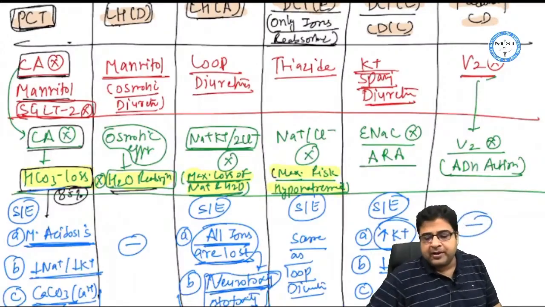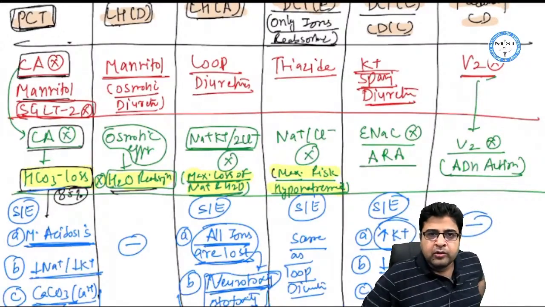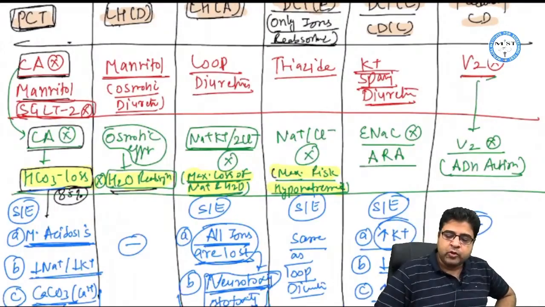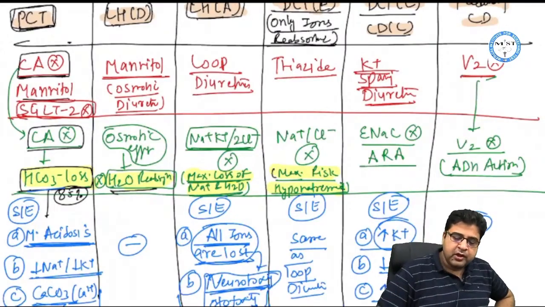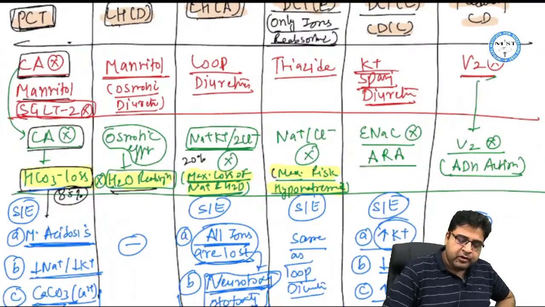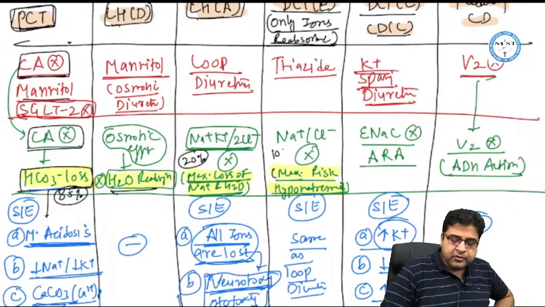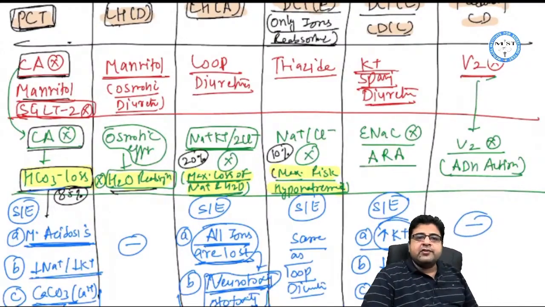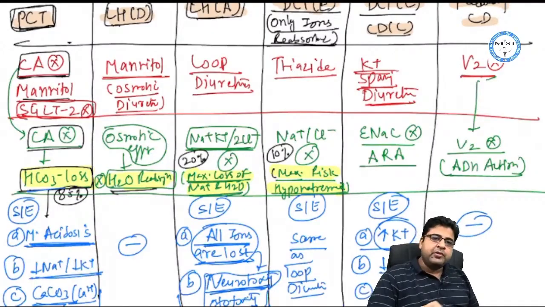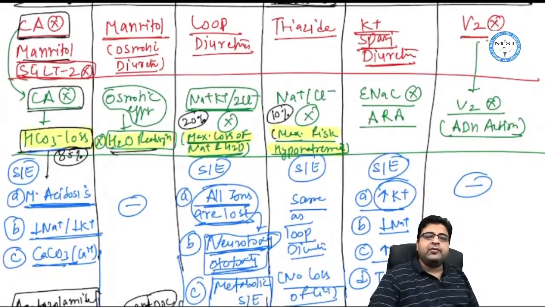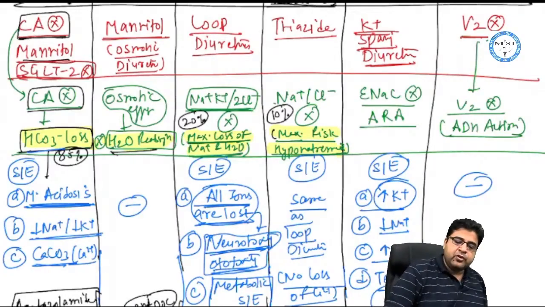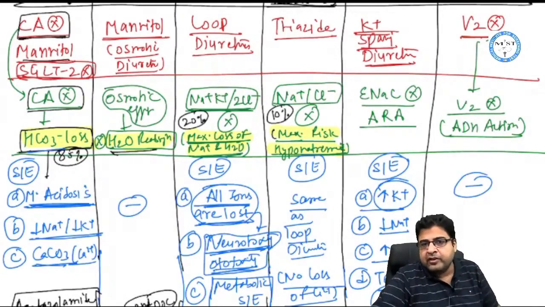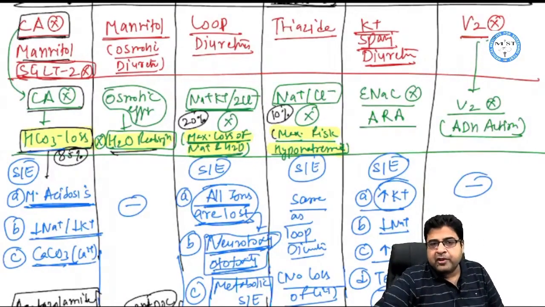So guys, try to understand, although the maximum loss of sodium is by loop diuretics, loop diuretics will cause 20% of sodium loss, but thiazides will cause only 10% of sodium loss, that is half of that. But still, thiazide drugs have more risk of hyponatremia because these medicines only cause loss of sodium without the loss of water.